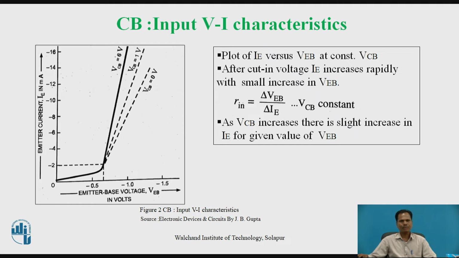When the emitter to base voltage just exceeds the cut-in voltage of the transistor, that is the base emitter junction cut-in voltage, the emitter current IE increases very sharply, rapidly, with further increase in emitter to base voltage. So for a small change in emitter to base voltage, there is a large increase in emitter current IE.